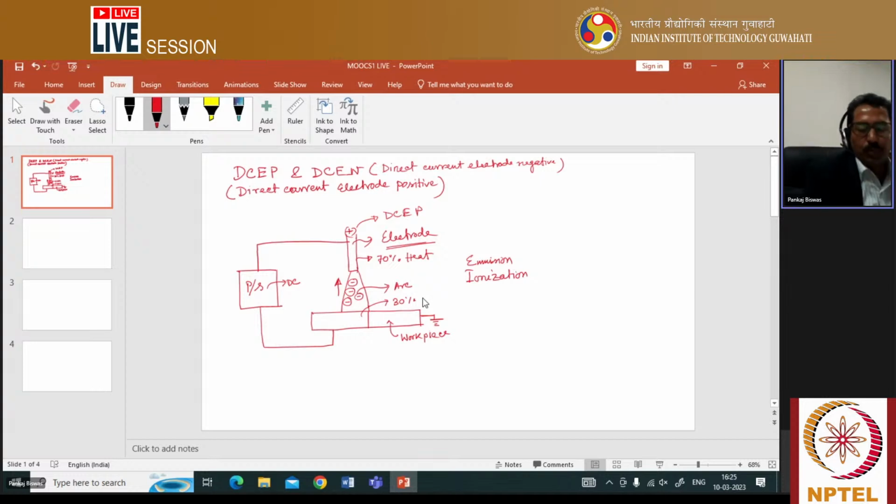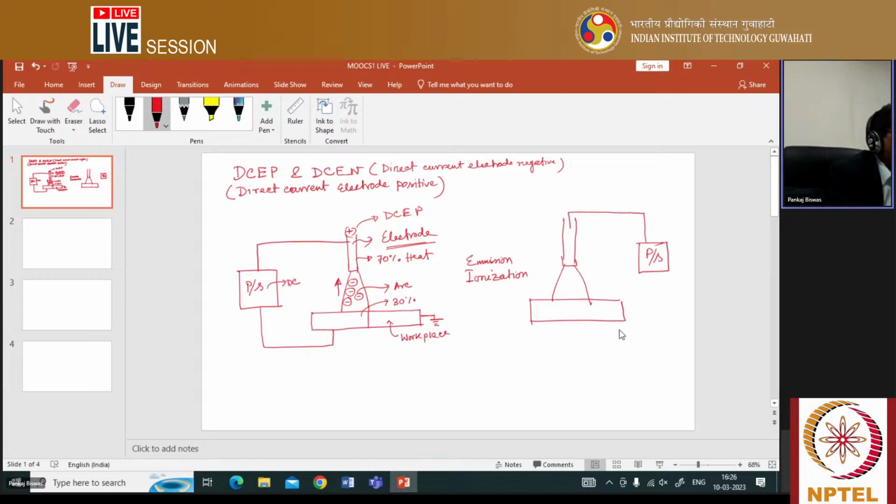Especially I am telling about the TIG welding process, the GTAW welding process. In the case of the GTAW welding process, it happens like this. But if the case is opposite, that means in case of DCEN, the opposite thing happens. This is your power source. One terminal is connected with the power source, another terminal is connected with the workpiece, correct?